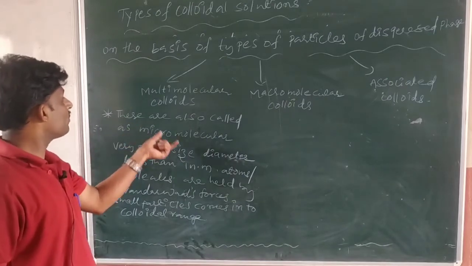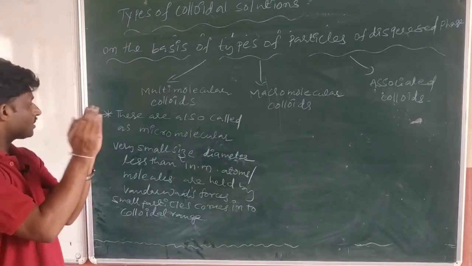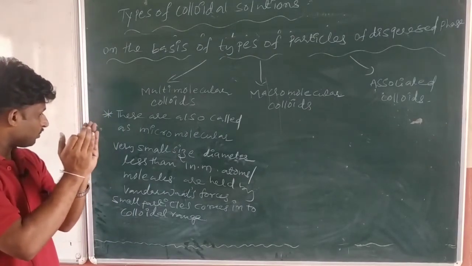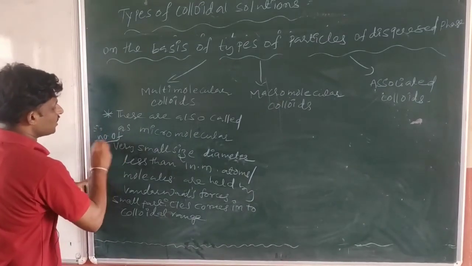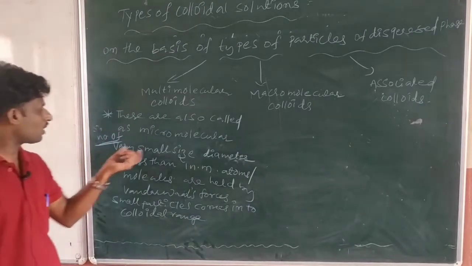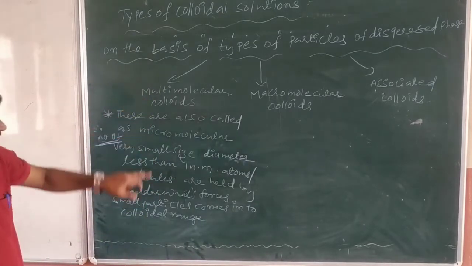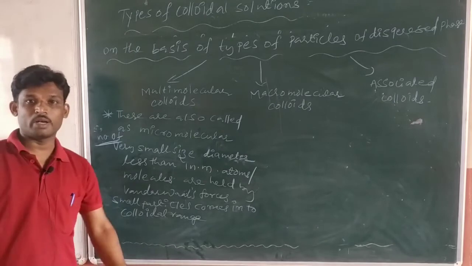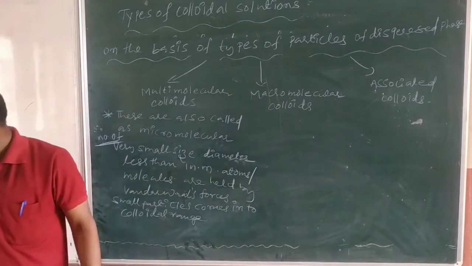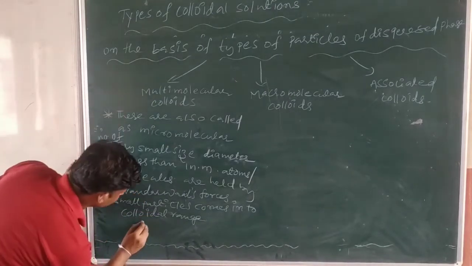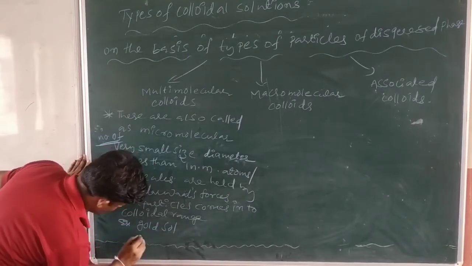These are called micromolecular, multimolecular. More very small sized particles are participating, so a lot of molecules participate to form the colloidal solution. That's why these are called multimolecular colloids or, generally, micromolecular colloids. Then examples for this: gold sol and sulfur sol.